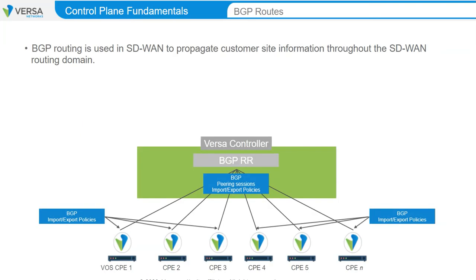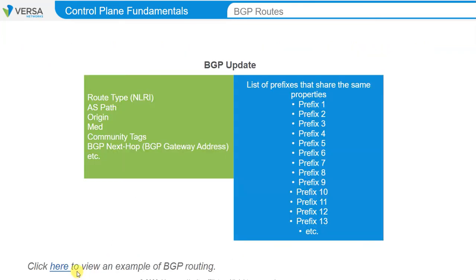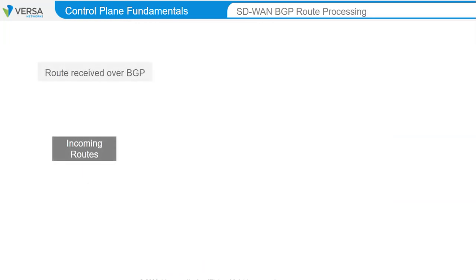BGP routing is used in VersaSecure SD-WAN to propagate customer site information. When routes are received by the BGP process in the organization control VR, the routes are analyzed and sorted according to their route type, or NLRI, and other properties such as community values.